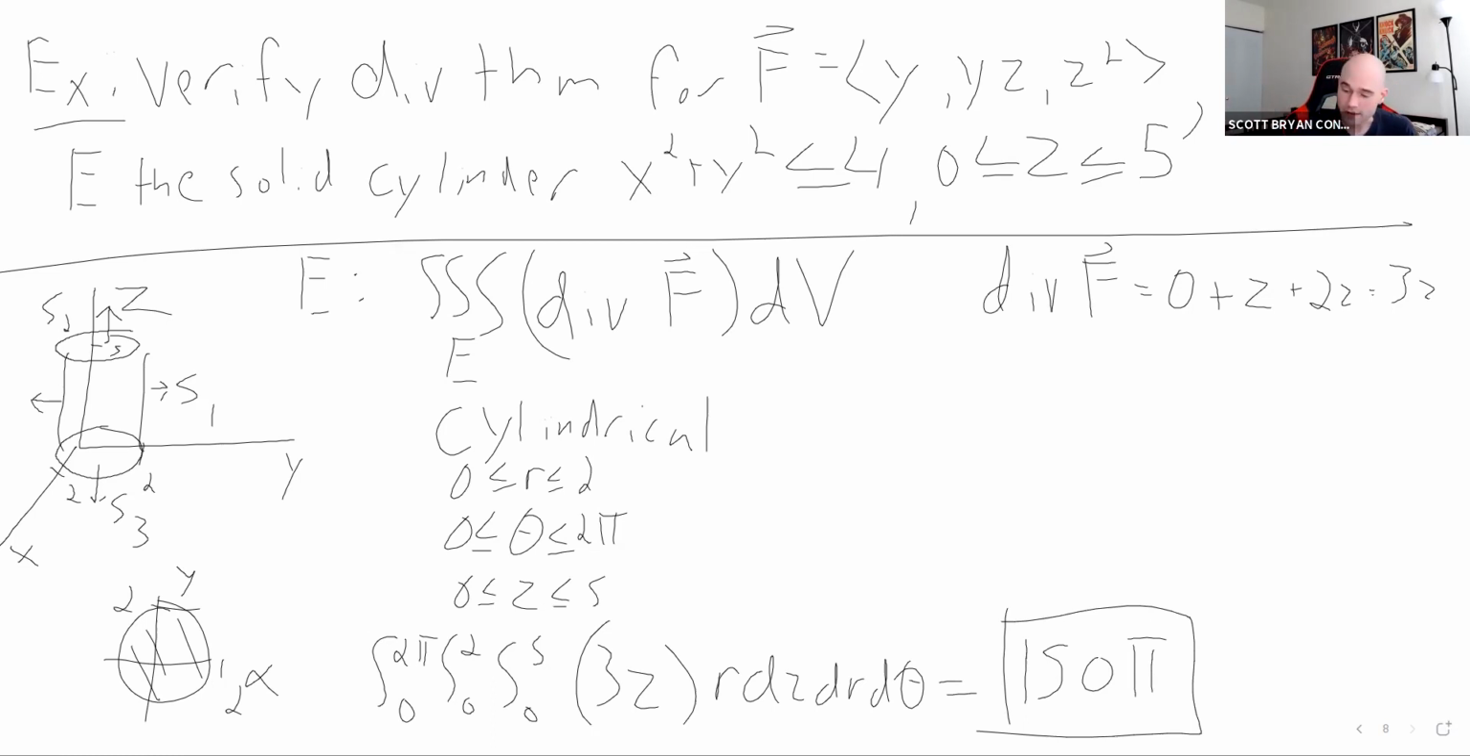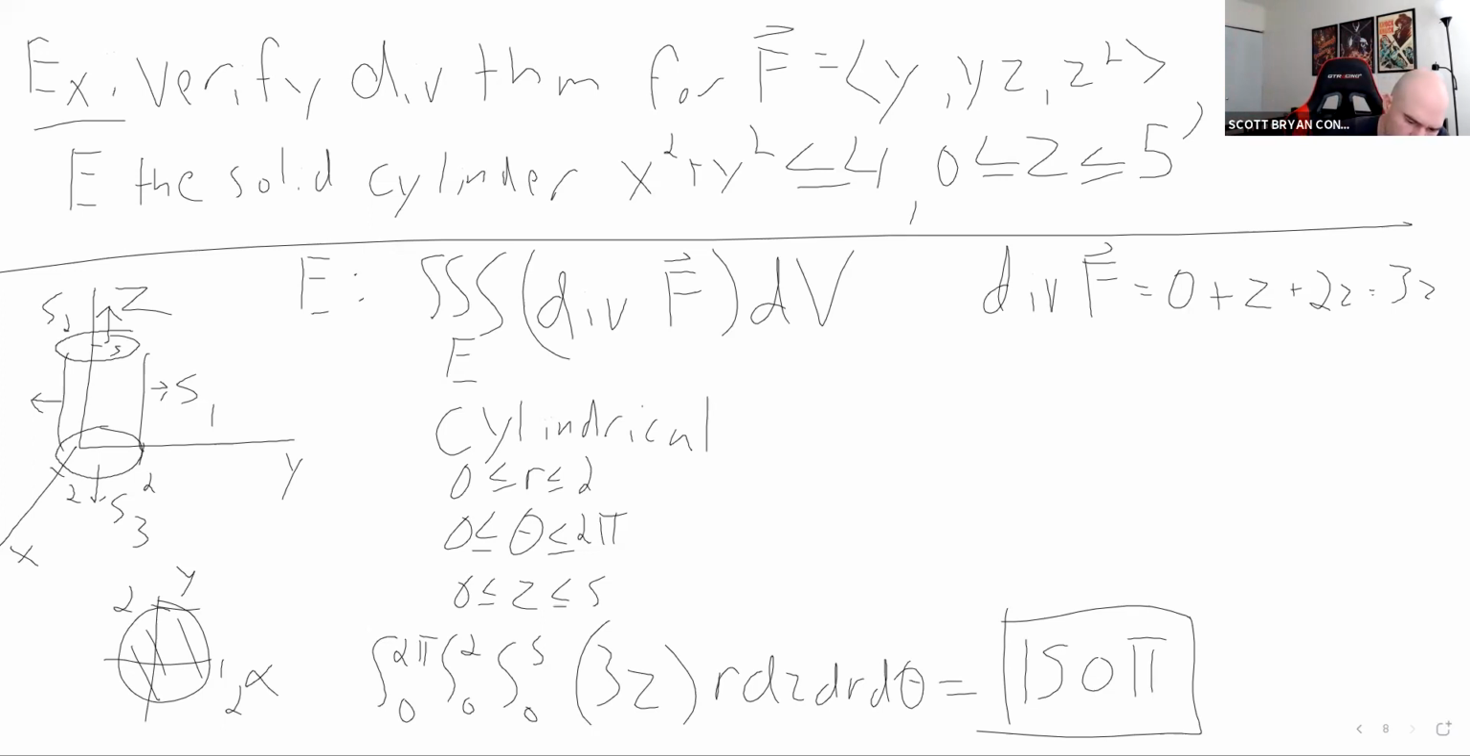The evaluation's not the part we haven't seen before. It's making sure we set everything up correctly here. Use cylindrical, et cetera, et cetera. Okay, so when we do the integral over E, the solid region, of the divergence of F, we get 150 pi. Now let's look at the integral over the boundary.